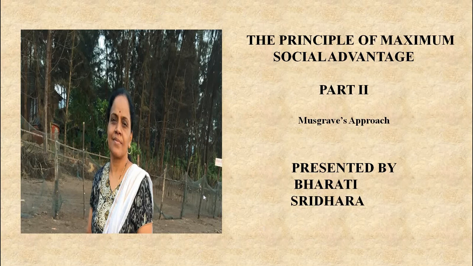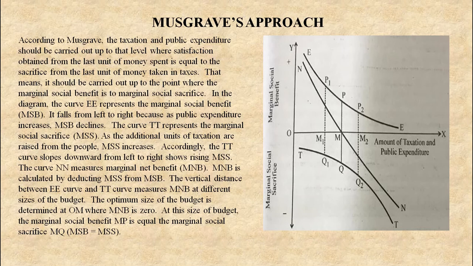Welcome back, students. This is module 1, topic 2, lesson 2, and part 2. The name of the lesson is Principle of Maximum Social Advantage. In the last part, we discussed the theory given by Dalton. Now we will be discussing the second part, that is Musgrave's approach. Musgrave is also the name of an economist, and we have to discuss his approach.